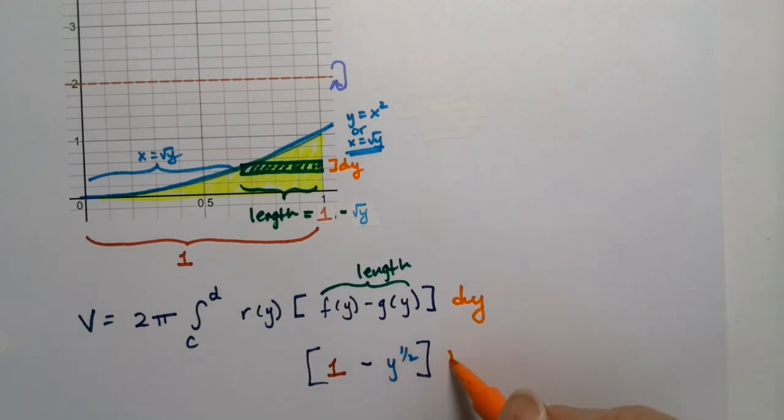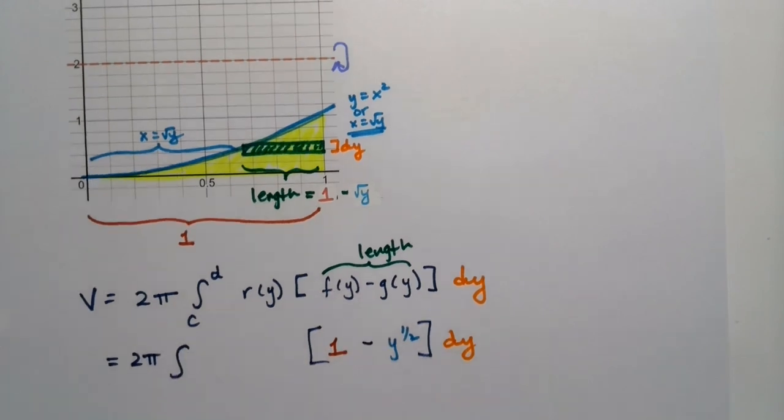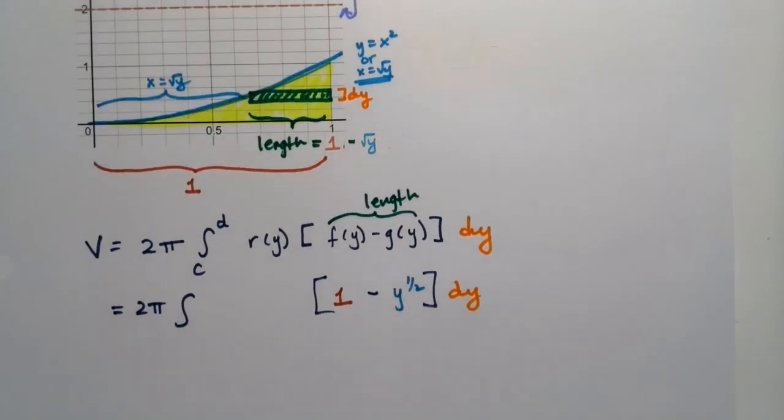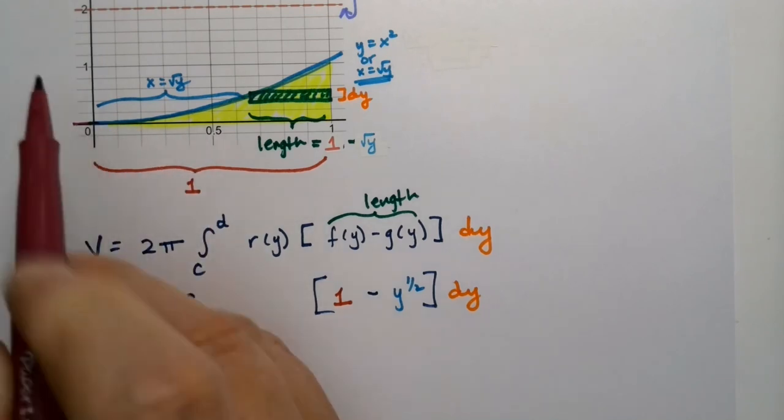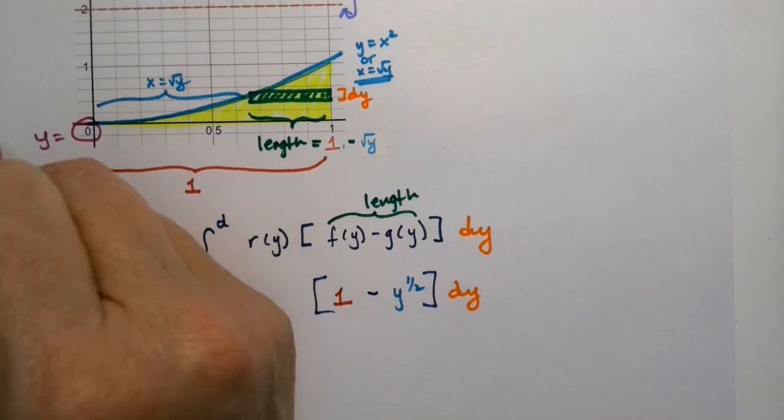I have the dy part figured out. I have the 2 pi in front. I'm doing good so far. I need C and D. Okay, well, these are y values. So if you think about that region, the lowest y value is right here. So that's C.